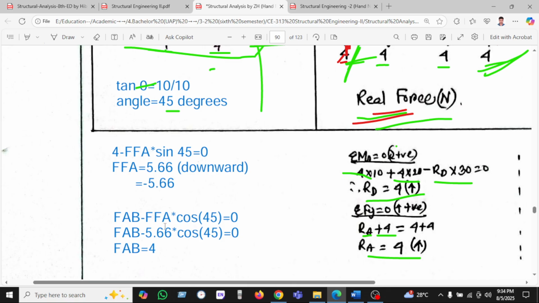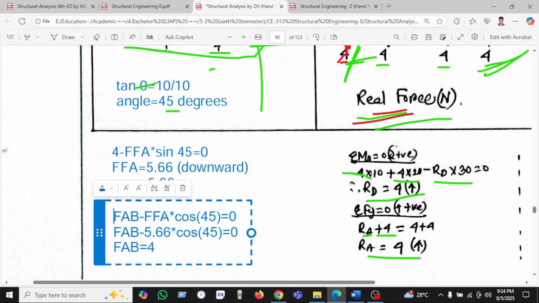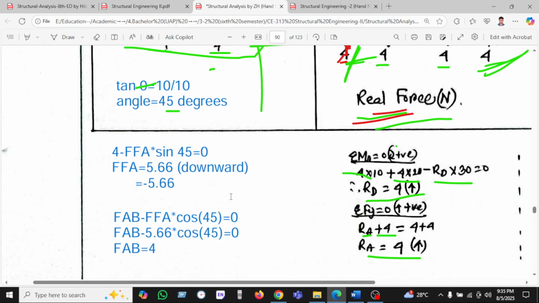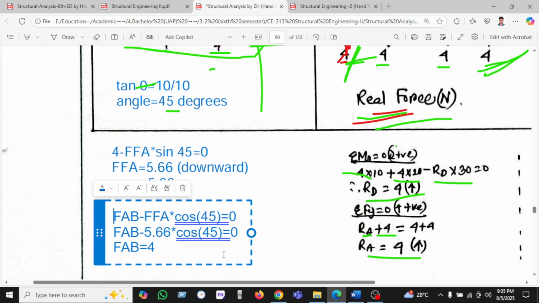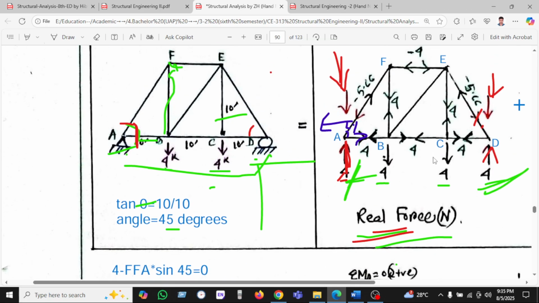So how will we calculate FA? Previously we found FA, which is 5.66, and putting the value 5.66 and finding the value, FAB is equal to 4. This is the 4 value. So in this case we are getting the value. We have been seeing here the member FA 5.66, and AB we have found 4.